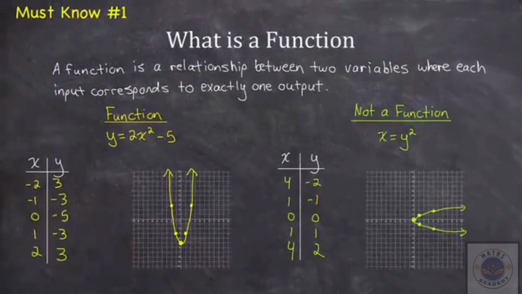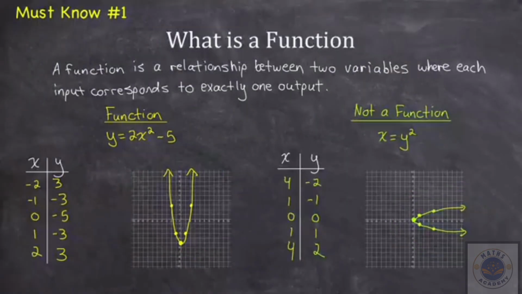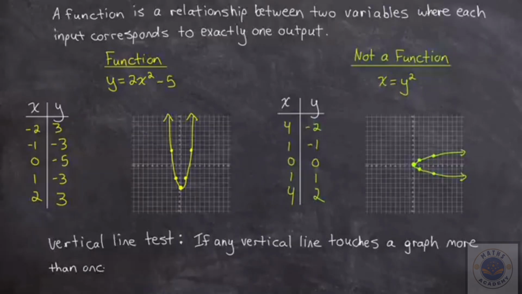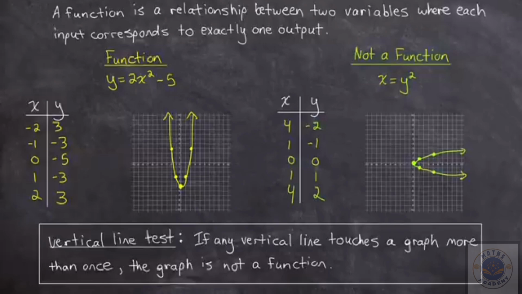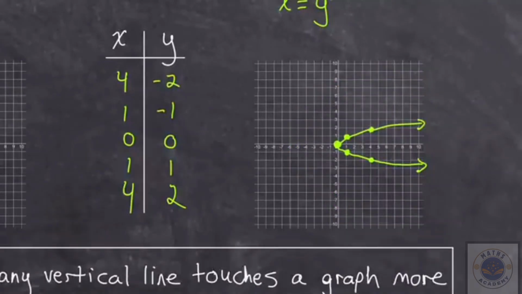And now that we have the graphs of both of these relationships, I'm going to show you a really easy way to tell from the graph if a relationship is a function or not. It's something called the vertical line test. If any vertical line touches a graph more than once, the graph is not a function. So if I look at this graph of the relationship x equals y squared, it should be obvious that this is not a function because it would fail the vertical line test.